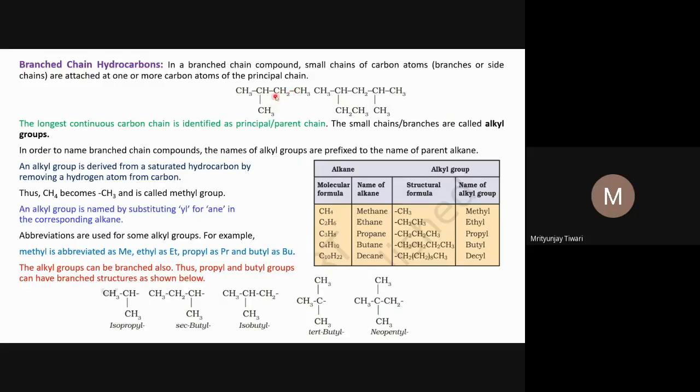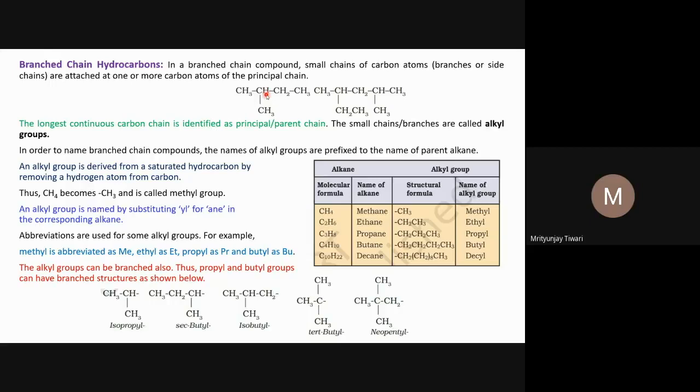However, if you look at this carbon atom, it is directly linked to two different carbon atoms: one carbon atom here on the left side and one carbon atom on the right side. So this carbon atom is called a secondary carbon atom, because it is linked to two different carbon atoms. In this compound, we also see this carbon atom is linked to two different carbon atoms, one and one. So this carbon atom is also called a secondary carbon atom.